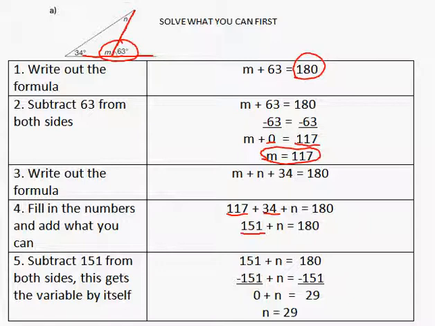And now I want to get the n all by itself, so I go to step 5. I subtract 151 from both sides, and my final answer will end up being n equals 29. Now I've figured out both of the missing variables.